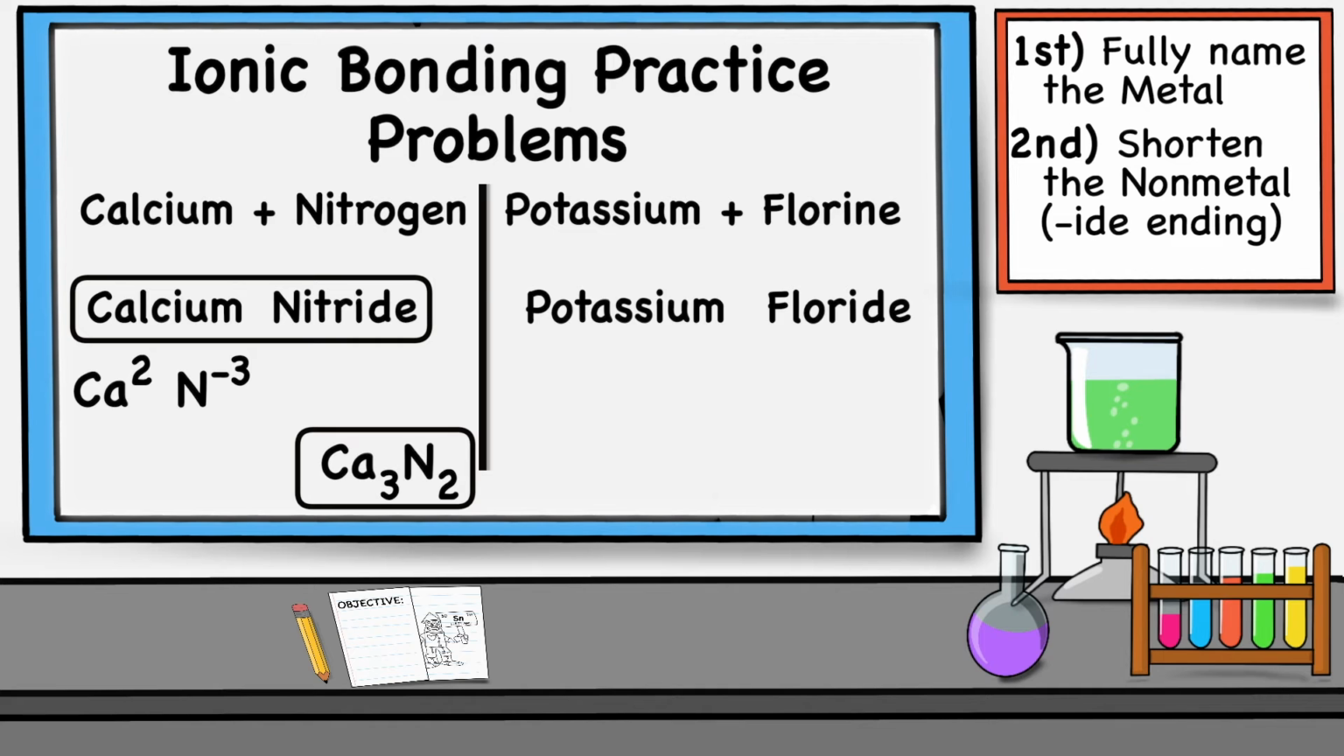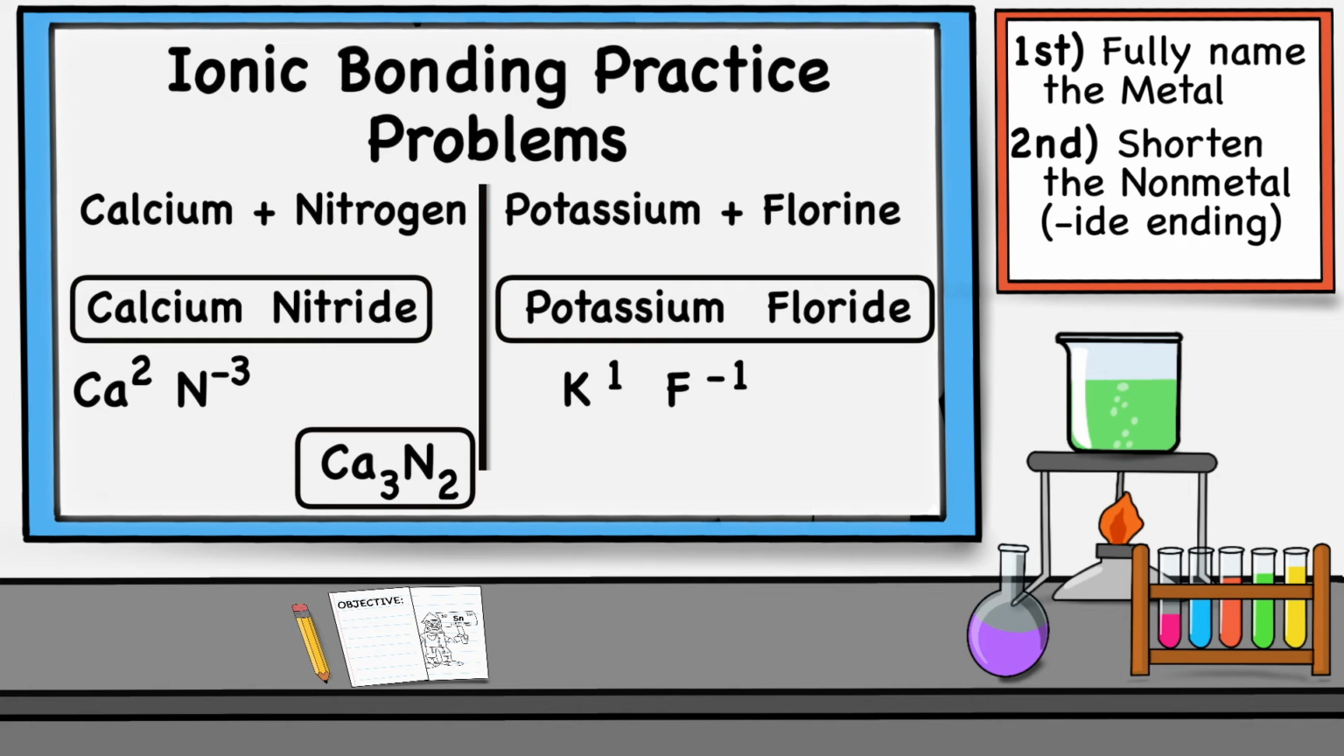So for our name, it's going to be potassium fluoride. Now, if we want to do our formula, let's write out our potassium, which is K, and our fluorine, which is F. Potassium has a +1 oxidation, and fluorine has a -1 oxidation. If we put those as superscripts and then cross them, then we're going to get K1F1, or just omit the ones, KF is your formula for potassium fluoride.